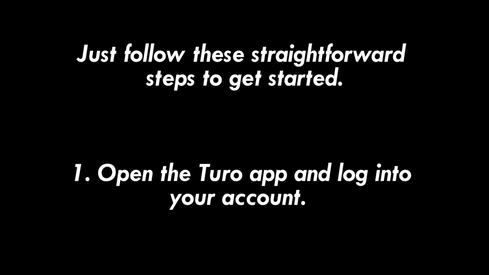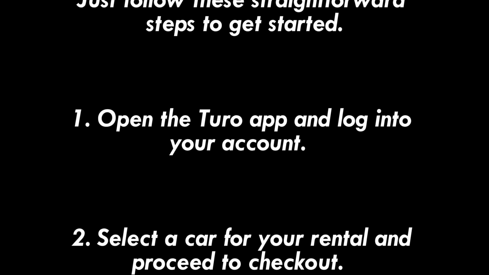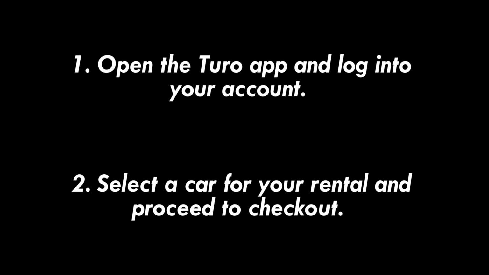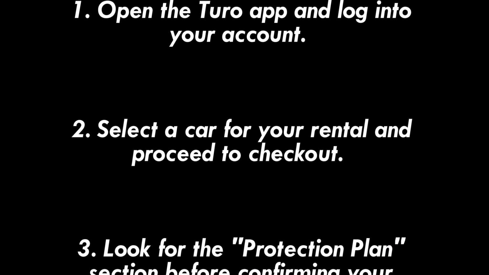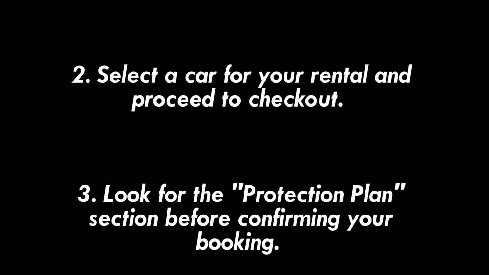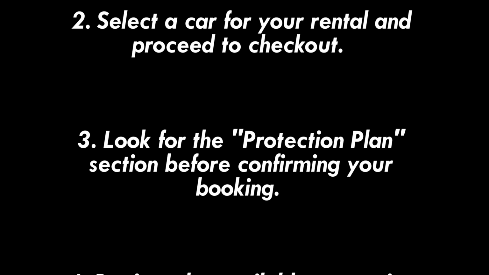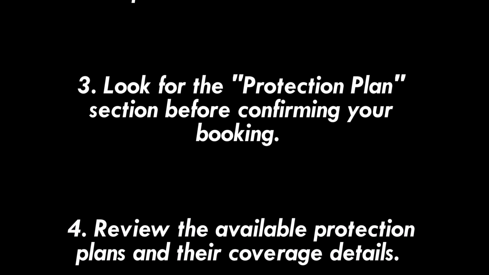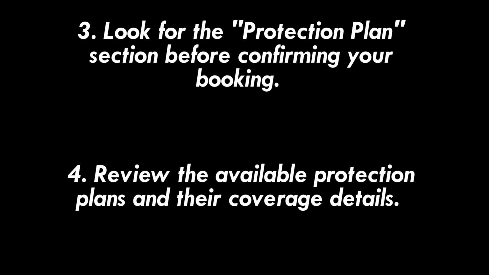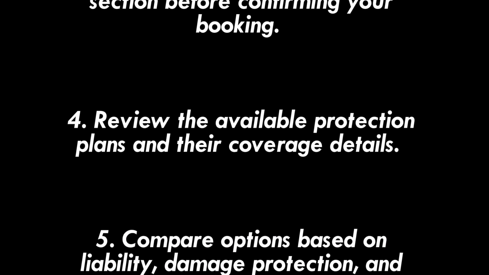1. Open the Turo app and log into your account. 2. Select a car for your rental and proceed to checkout. 3. Look for the protection plan section before confirming your booking. 4. Review the available protection plans and their coverage details.